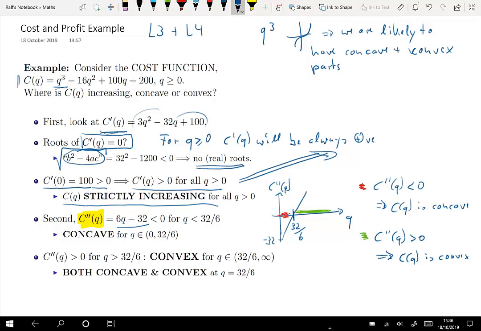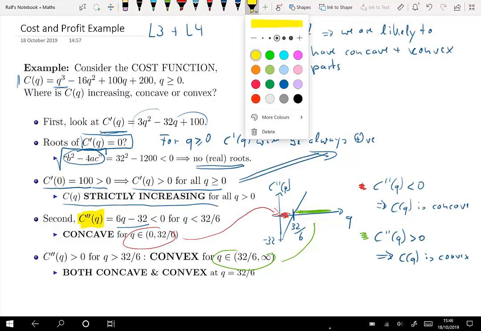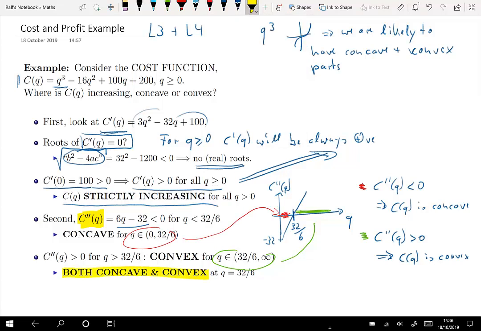So we've basically answered our question. The cost function is increasing everywhere in the domain, and we have two areas, one where the function is concave and one where it is convex. That's the green area. At the point 32 over 6, the function is both convex and concave.